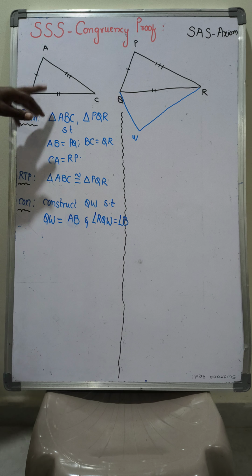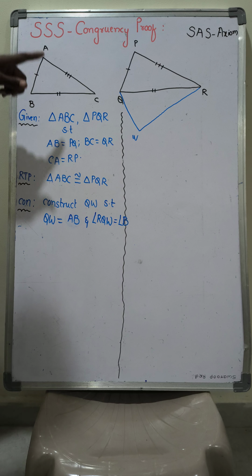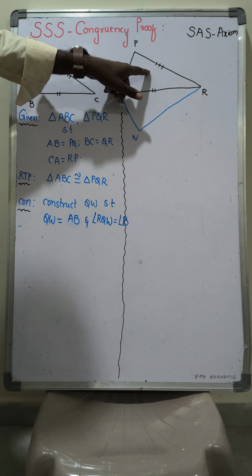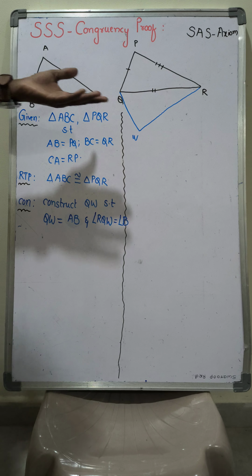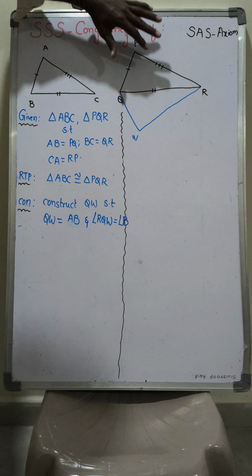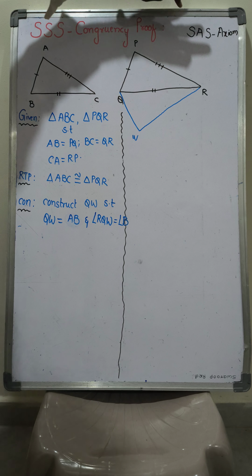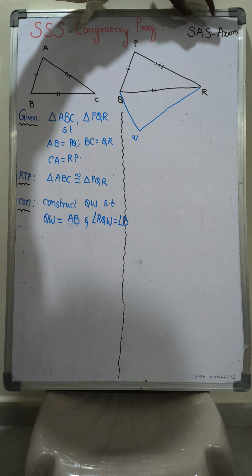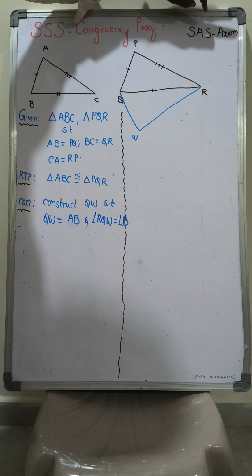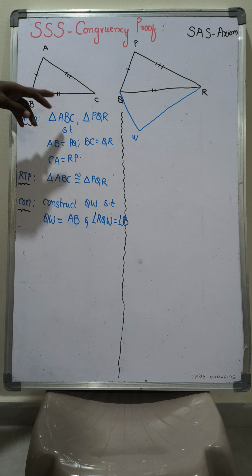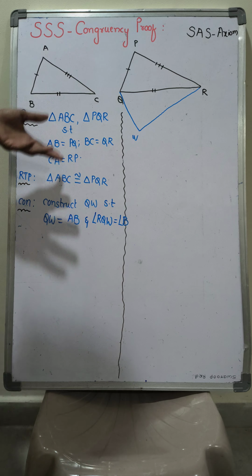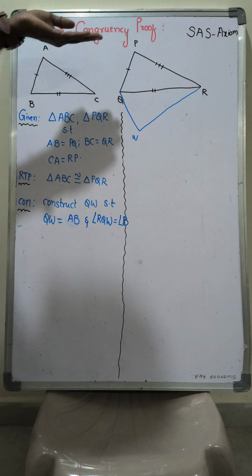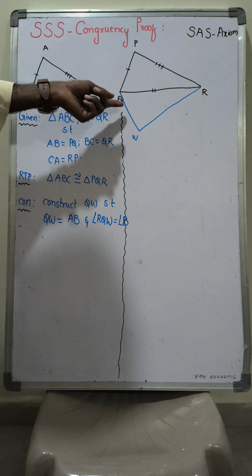To prove this, I already told you, you cannot prove these two triangles congruent without another supporting triangle, because to prove these two triangles congruent we need to take the help of the SAS axiom. And to take the help of the SAS axiom, one of the angles must be the same. Of course, here two sides are equal, but the angle is not equal. Therefore, to get that angle equal, I am constructing another triangle.